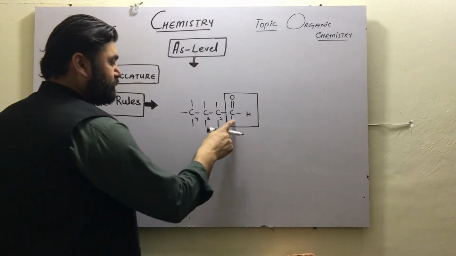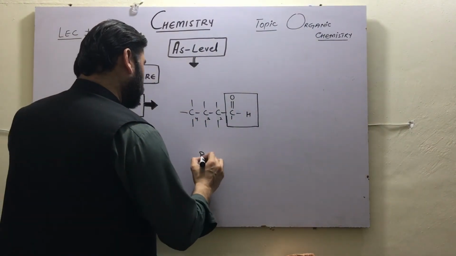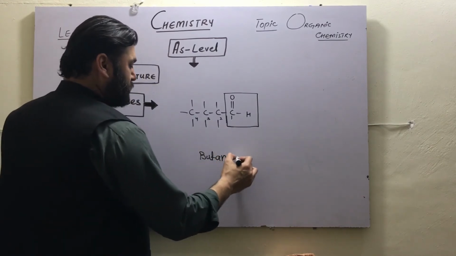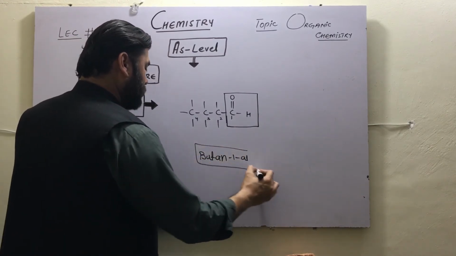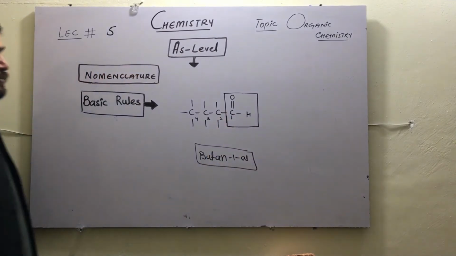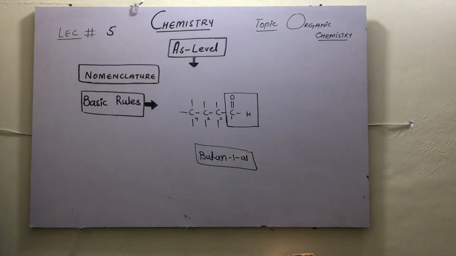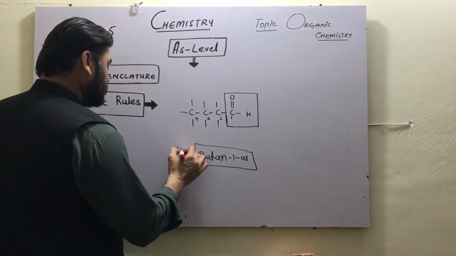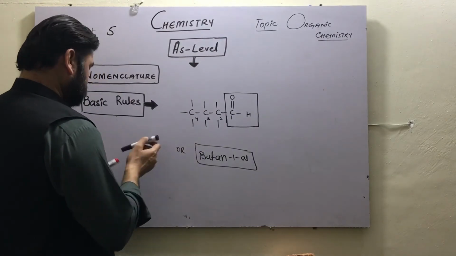So how many carbons are there? 1, 2, 3, 4. So we can say butan-1-al. This is the name, because 1 is the position and al is aldehyde. So this is called butanal. Yes, 1-butanal. Whenever there is 1-al, you can simply call it butanal. If this is difficult, you can just say butanal.